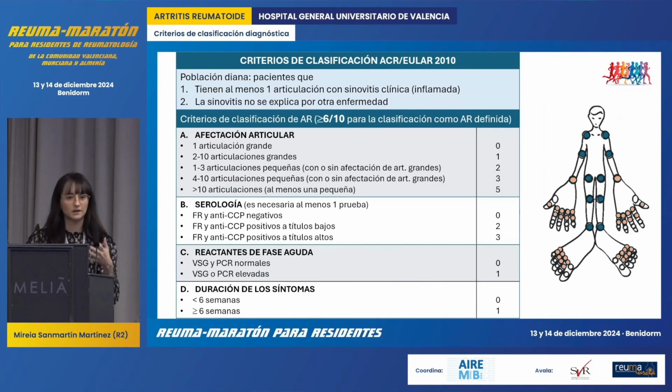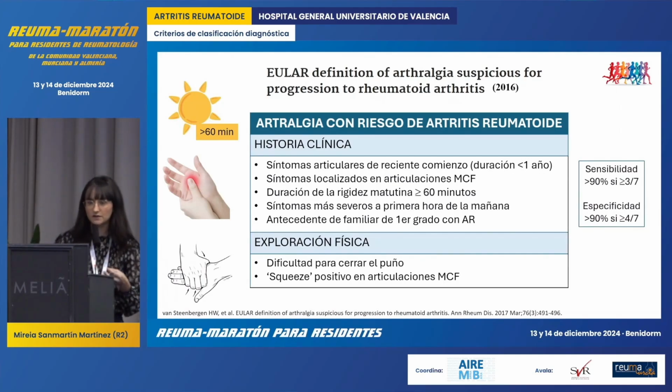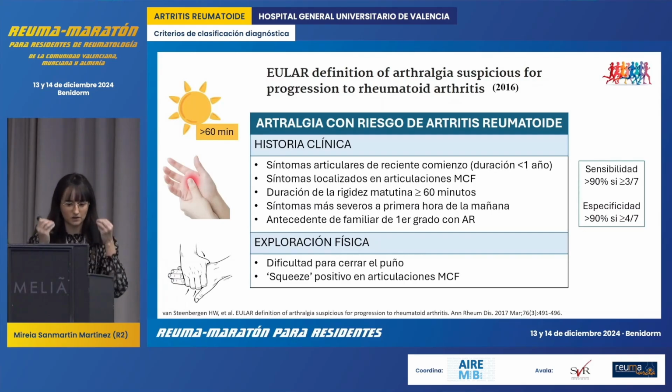Well, as we've seen, these criteria are based on a foundation where inflammation, synovitis, is already objectively identified. But what about those patients in that earlier phase we mentioned, where there are arthralgias but no objective signs of inflammation? Well, in 2016, EULAR published this definition of arthralgia suspected of progressing to rheumatoid arthritis and outlined 7 criteria to take into account, and that we should be more aware of in consultations and keep a closer eye on patients who present with them, since they are at higher risk of progressing to rheumatoid arthritis.